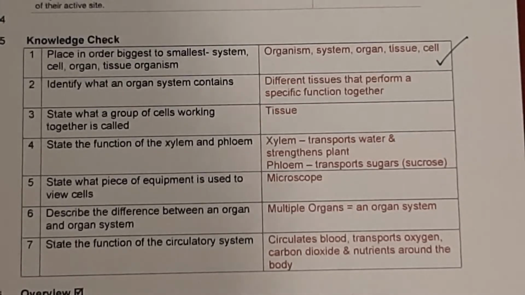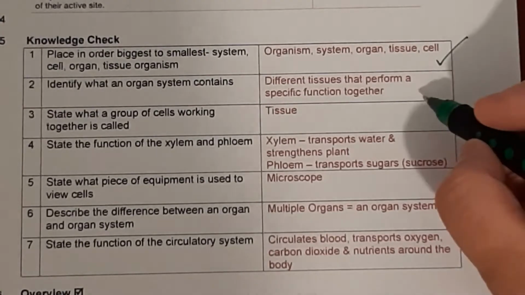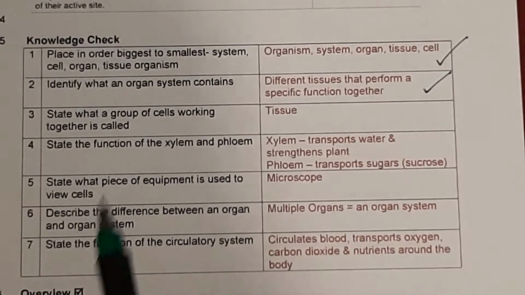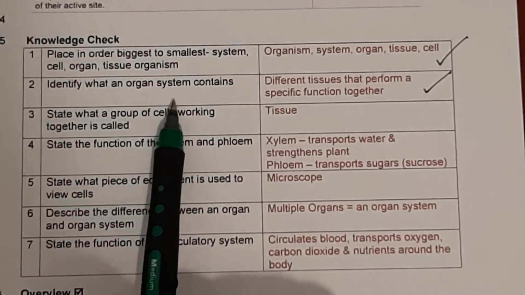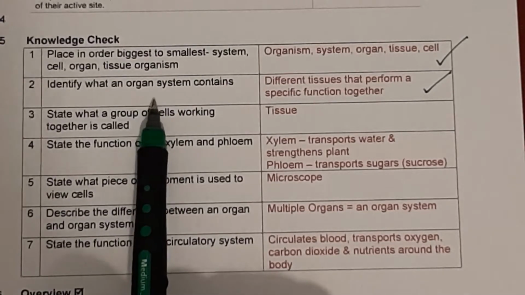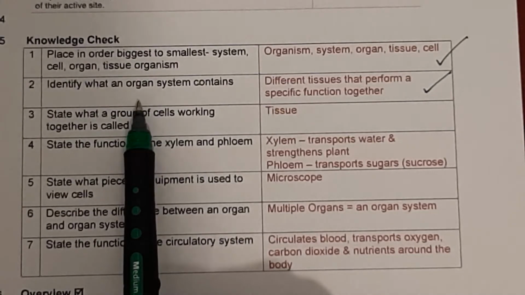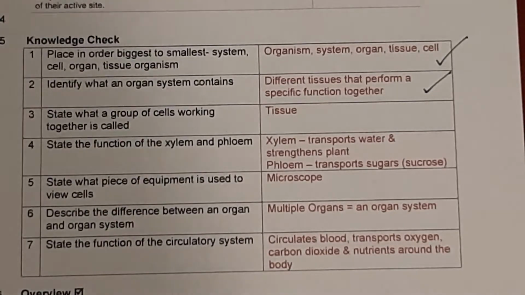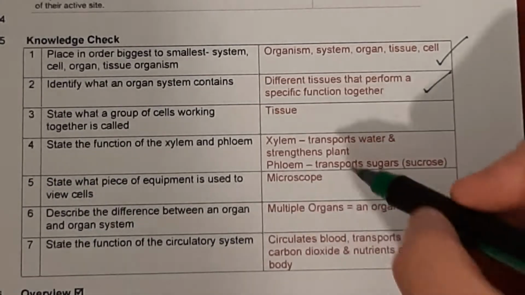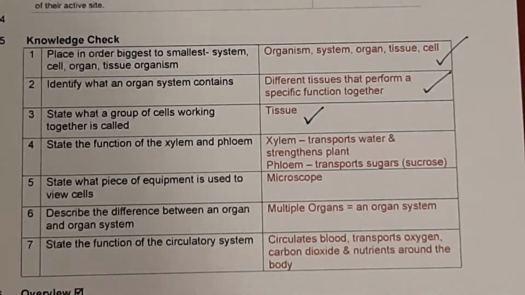Question 2, identify what an organ system contains. So there's two potential answers here. One is that an organ system contains different organs working together. Secondly, if you've just talked about what an organ is, it contains different tissues working together to do a job. Question 3, state what a group of cells working together is called. That is called tissue.